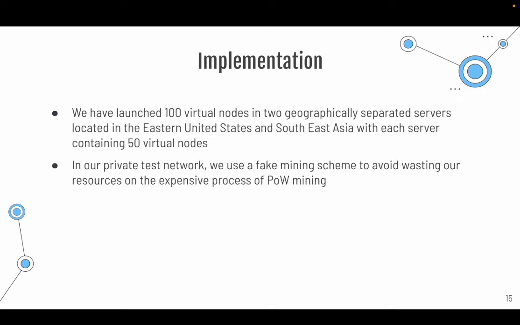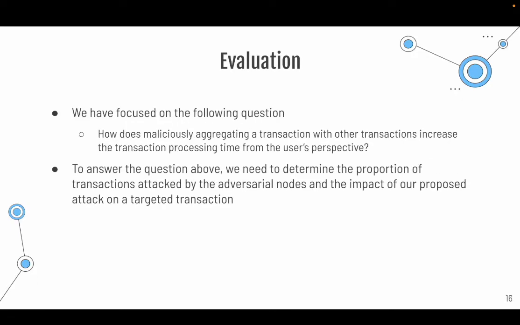We have launched 100 virtual nodes in 2 geographically separated servers located in the eastern United States and Southeast Asia, with each server containing 50 virtual nodes. In our private test network, we used a fake mining scheme to avoid wasting our resources on the expensive process of proof-of-work mining. For evaluation, we have focused on how maliciously aggregating a transaction with other transactions increases the transaction processing time from the user's perspective.